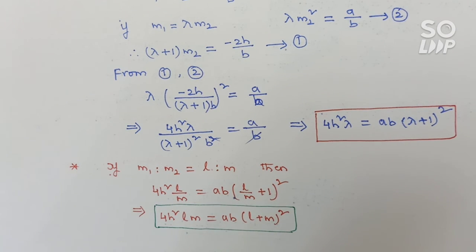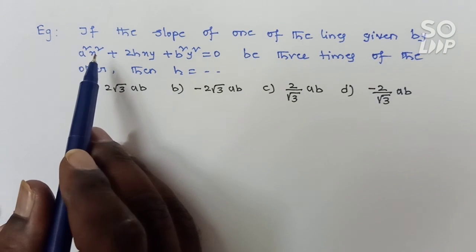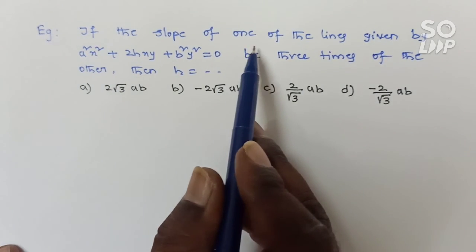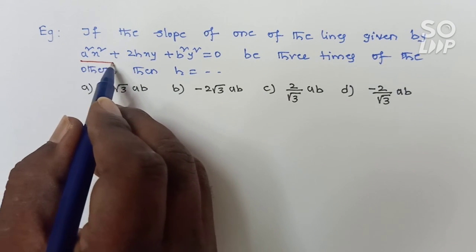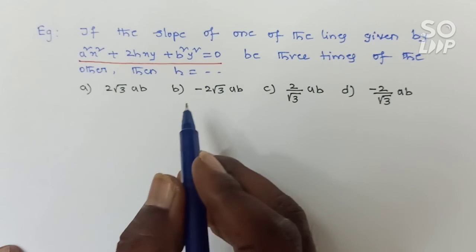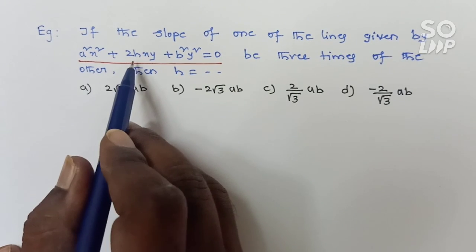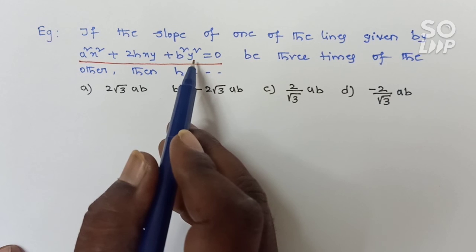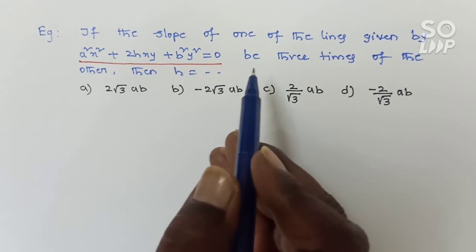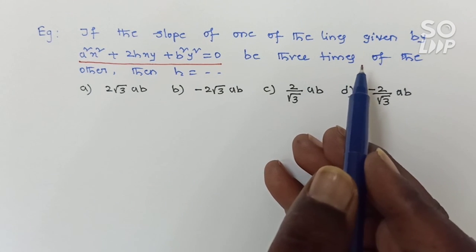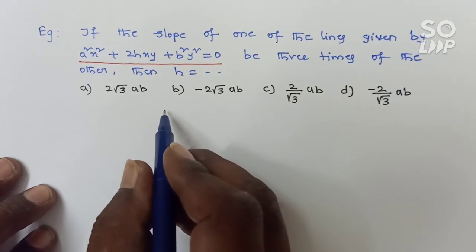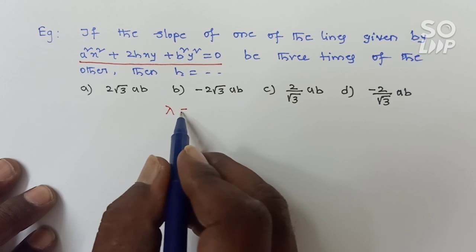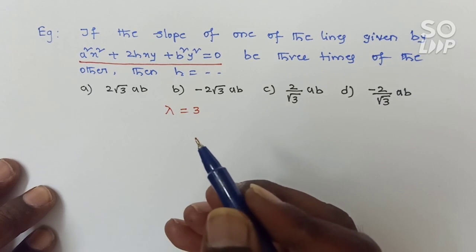Now we will see one example related to this one. Say one example, if the slope of one of the lines given by a square into x square plus 2h into xy plus b square into y square is equals to 0 be 3 times of the other. That means here lambda is equals to 3.